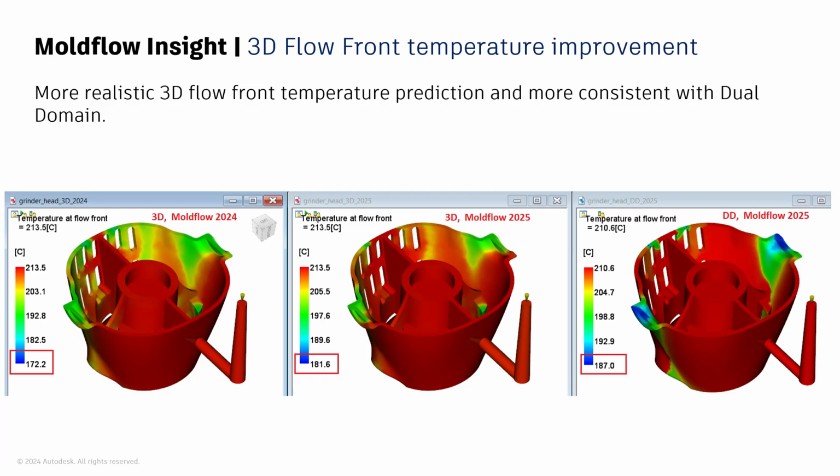And with the 2025 release, we also tried to improve the flow front temperature, making it closer to the dual domain mesh. You can see much more detailed information in the validation document. In my first episode, I showed you the location of the validation document, so look out for that, and you'll probably be able to see what changes we have made in the solver to make the results more consistent with the dual domain.